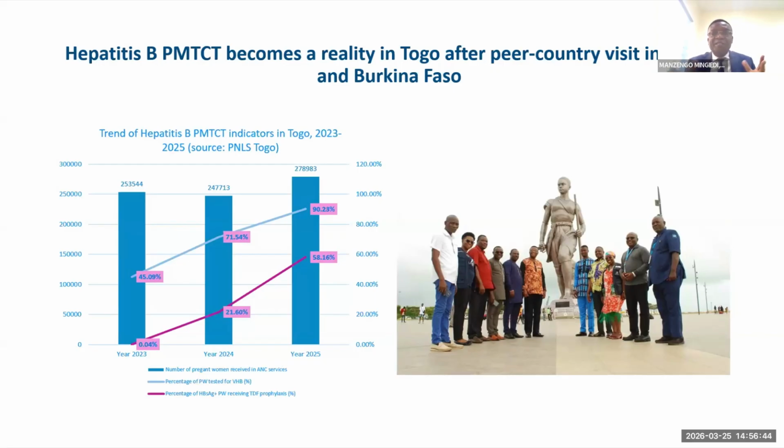But after the experience sharing with Togo, here is the visit in Togo, and with Burkina Faso, they went back in the country and improved their activity, and now almost all of the pregnant women have been tested for hepatitis B, and those who are positive are put on the prophylaxis. So it is a good case study, and we are now sharing this in the global report for hepatitis.